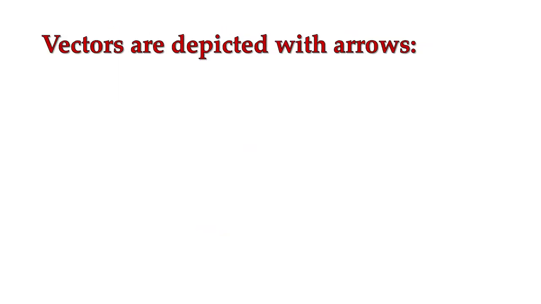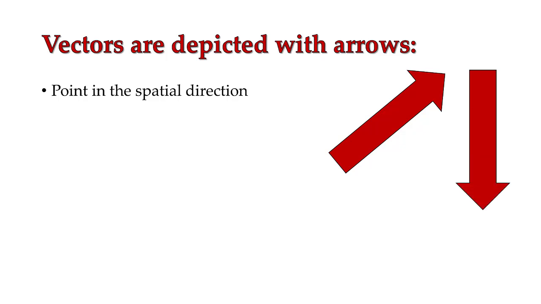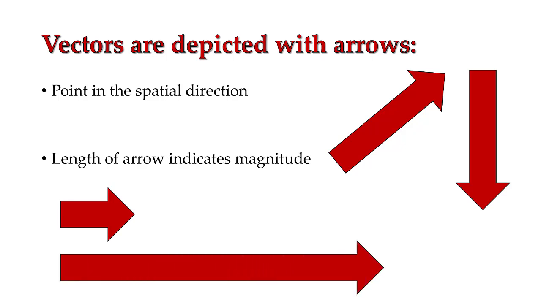Now, as you may have already surmised, vectors are depicted with arrows. The arrow is going to point in a spatial direction. So in this case here, we have a vector that is pointing up and to the right, and in this case here, we have a vector that's pointing down. The length of the arrow indicates its magnitude. A short arrow represents a small magnitude, while a long arrow represents a large magnitude.